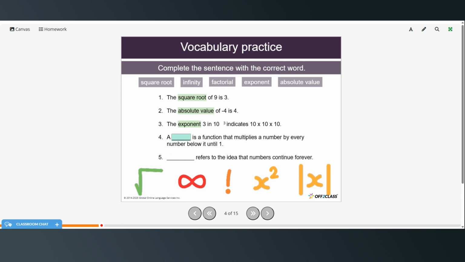A factorial is a function that multiplies every number below it until 1. And infinity refers to the idea that numbers continue forever.